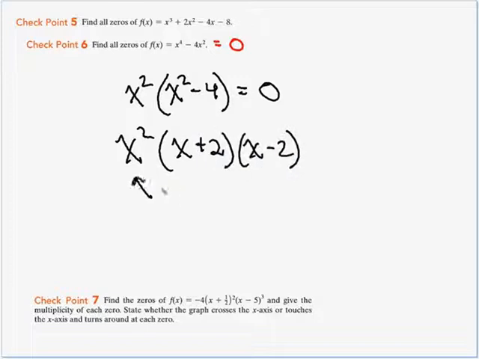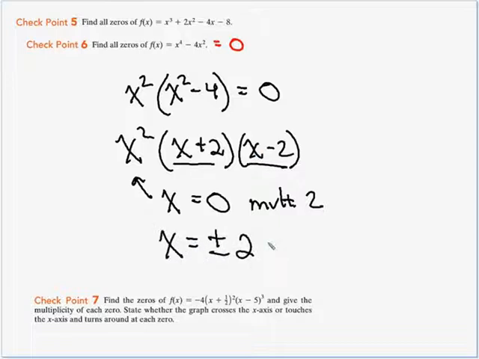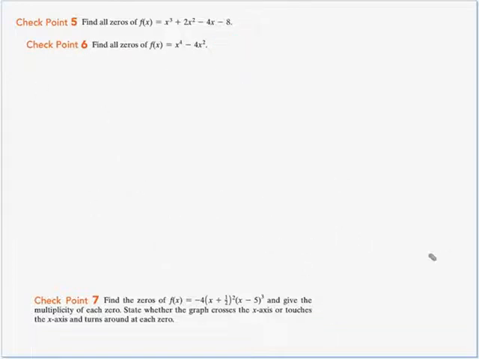So here we have a 0 at x is 0, and they're not asking us for it, but that's multiplicity 2. So we know there we're not going to cross the x-axis. And then here we have a pair of zeros at plus and minus 2, and those are both of multiplicity 1. So at those zeros, we will actually cross the x-axis.